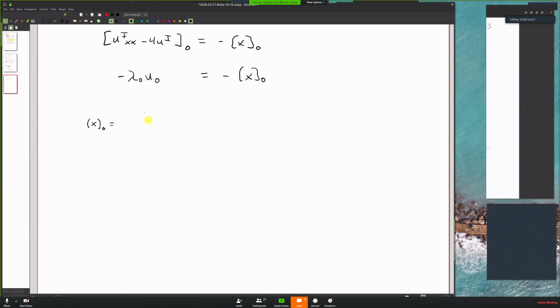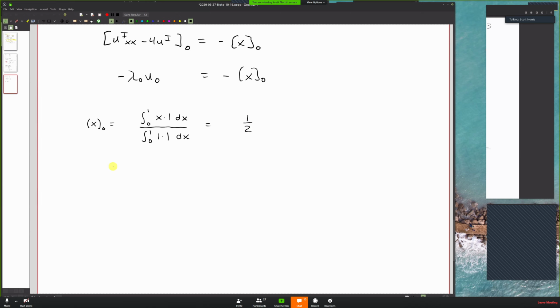That is going to be the integral from 0 to 1 of x times 1 dx, 1 times 1 dx, right? And so the denominator is just 1, and the numerator is going to be 1/2 x squared from 0 to 1, which is a half.